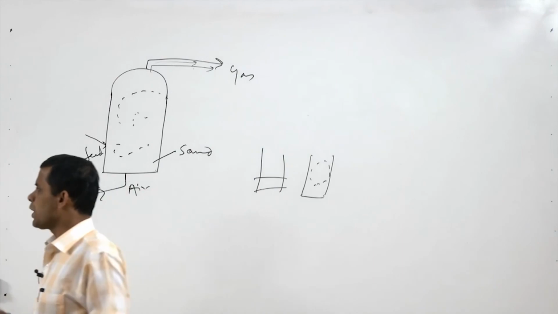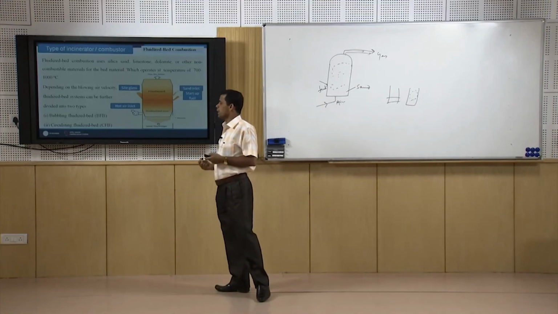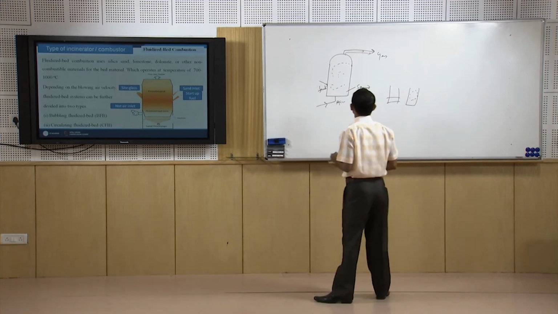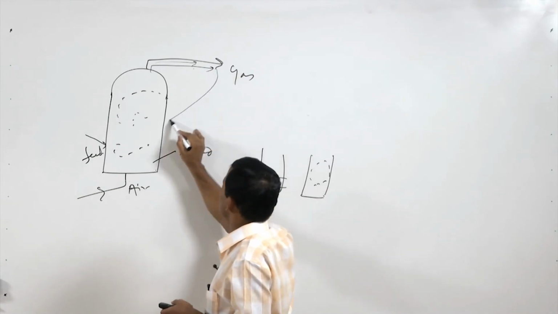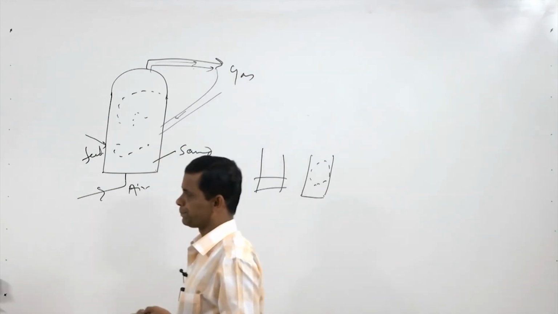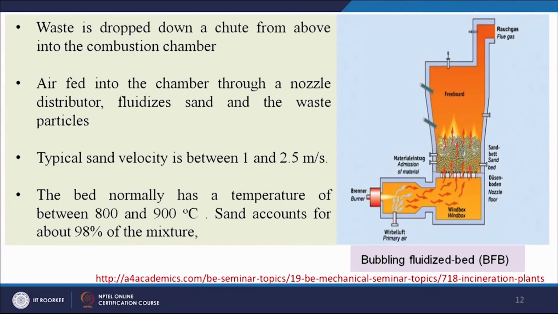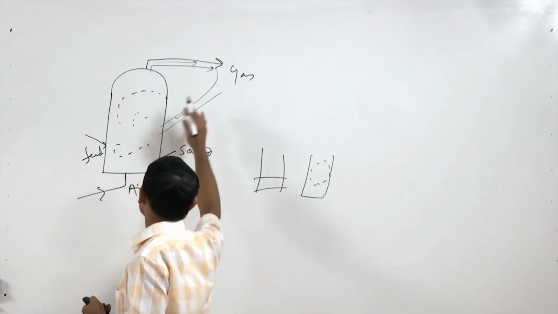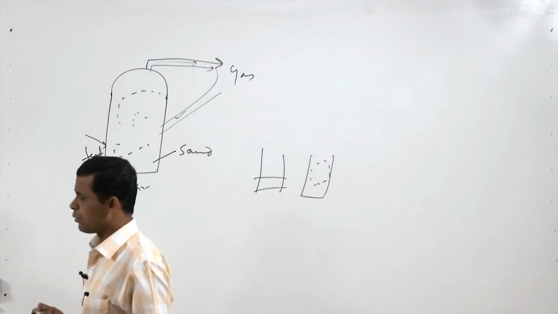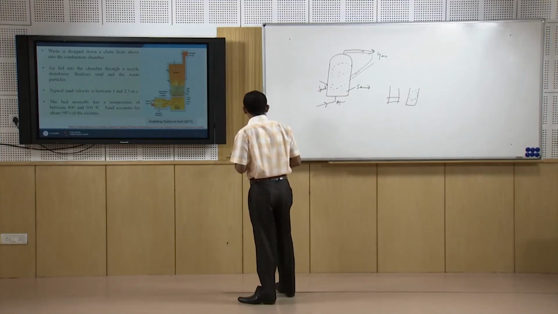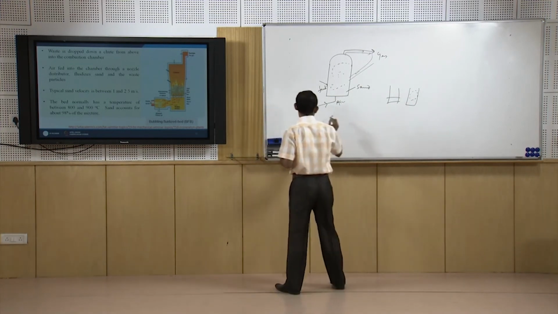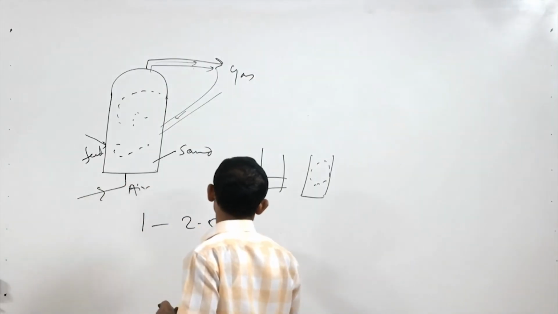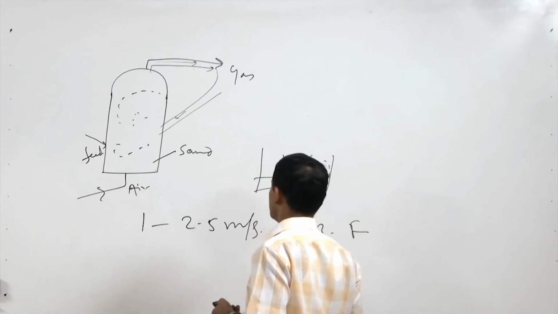So, we will be getting two types of fluidized bed, one is the bubbling fluidized bed, another is the circulating fluidized bed. The circulating fluidized bed uses more air velocity, and in that case part of the solids has to be recycled back. So, this is the bubbling fluidized bed. In the bubbling fluidized bed, we use intermediate velocity, more than packed bed and lesser than circulating fluidized bed, and typical sand velocity for bubbling fluidized bed is 1 to 2.5 meter per second.